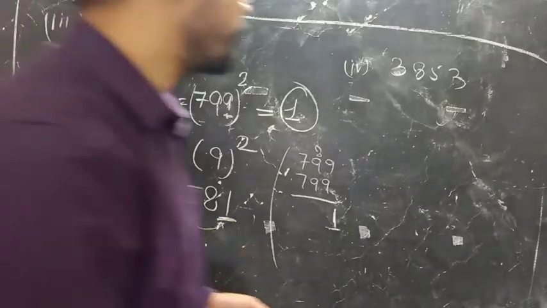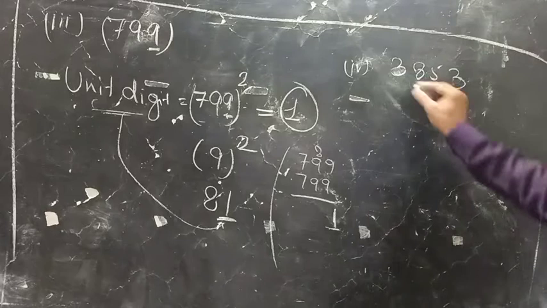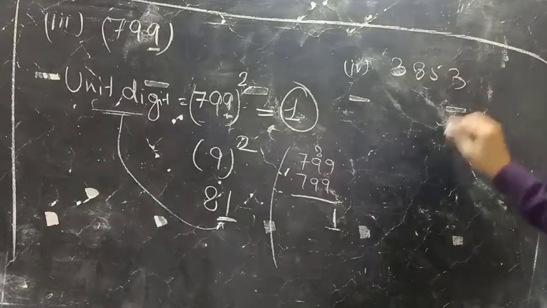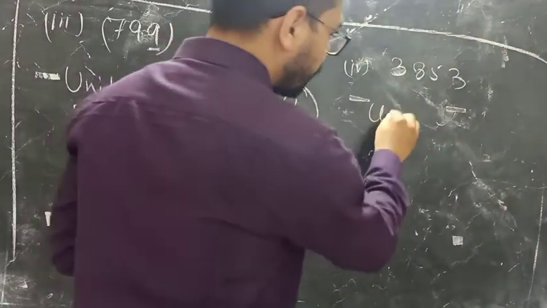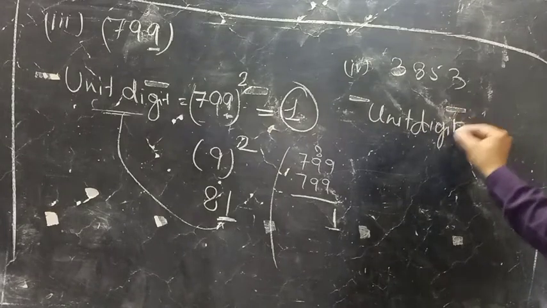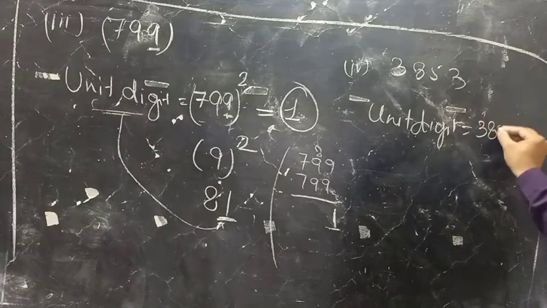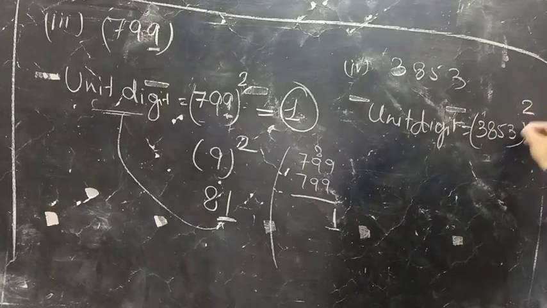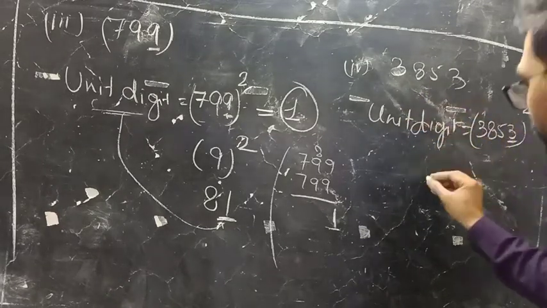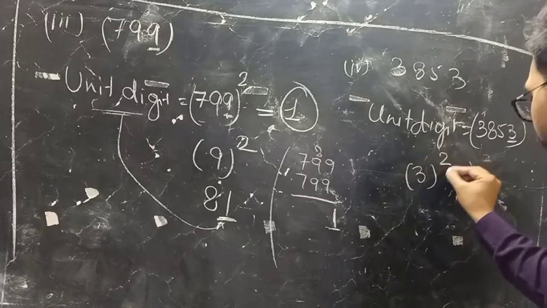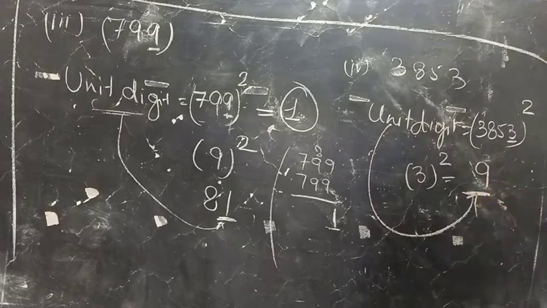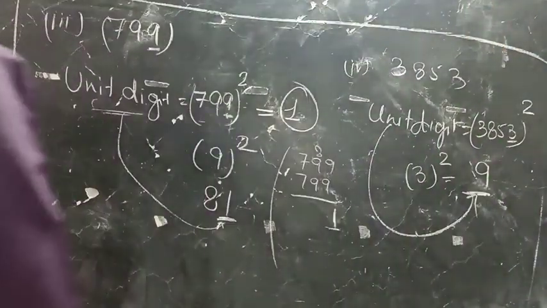Now another example from your exercise, 3853. Unit digit of the square of 3853. So 3 is the unit digit of this number 3853. So what I will do, square of 3 is equal to 9. So the unit digit is 9. So the unit digit of 3853 square is equal to 9. Please note it down fast.